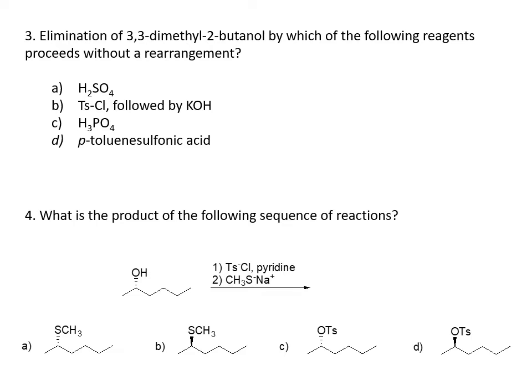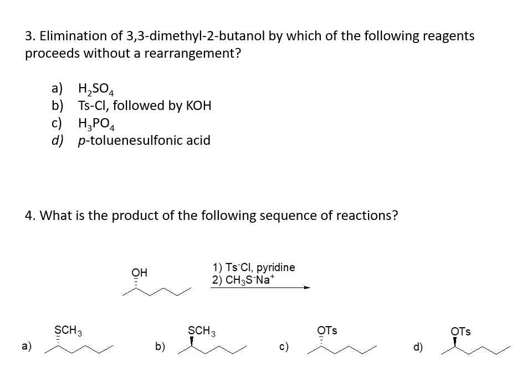Next question, elimination of 3,3-dimethyl-2-butanol. By which of the following reagents does it proceed without a rearrangement? In this case, you could actually write the equation and everything, but you don't need to do that. You need to know that E2 elimination proceeds without rearrangement. So really, this question is which of the following reagents will cause elimination by E2 reaction mechanism and not by E1, because E1 elimination proceeds with rearrangement.